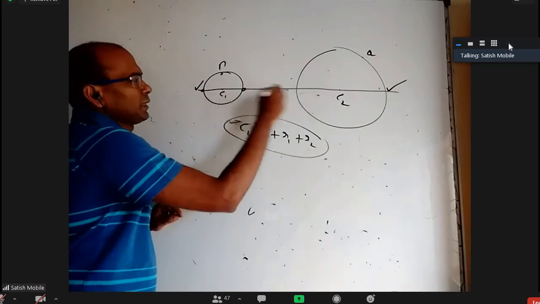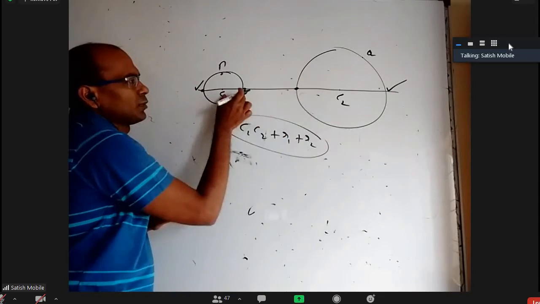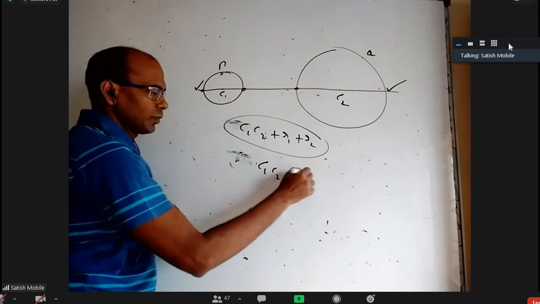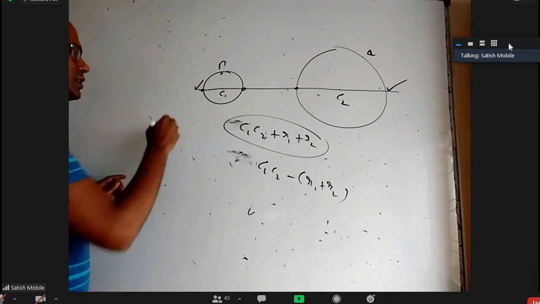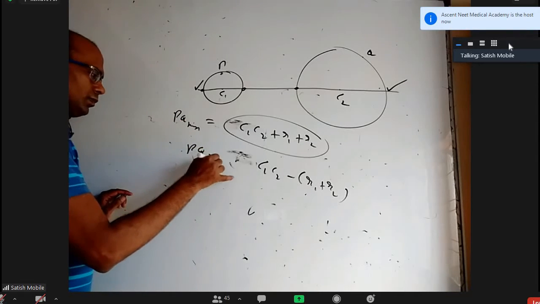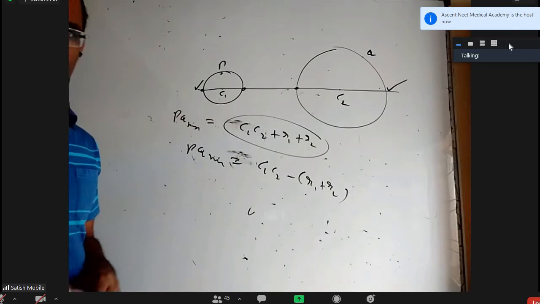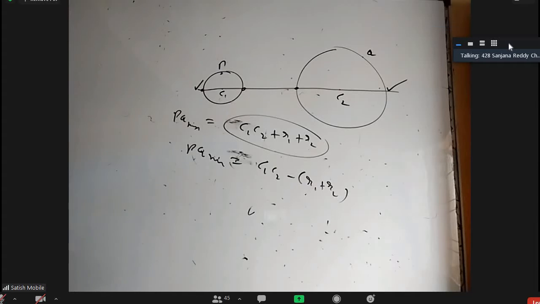Minimum is possible when P is here, Q is here. That minimum will be the distance between the centers, from which you have to remove R1 and remove R2. C1C2 minus R1 plus R2. So this is the PQ max. This is the PQ minimum. Is this clear? Yes, sir.